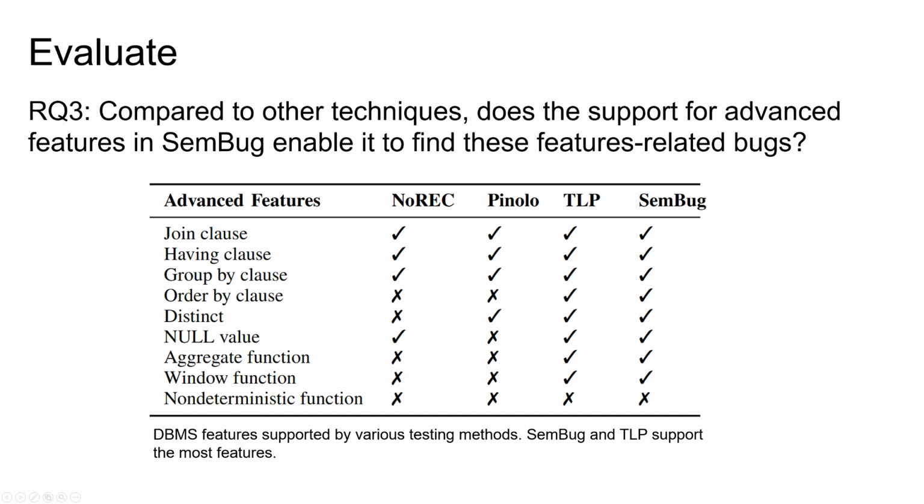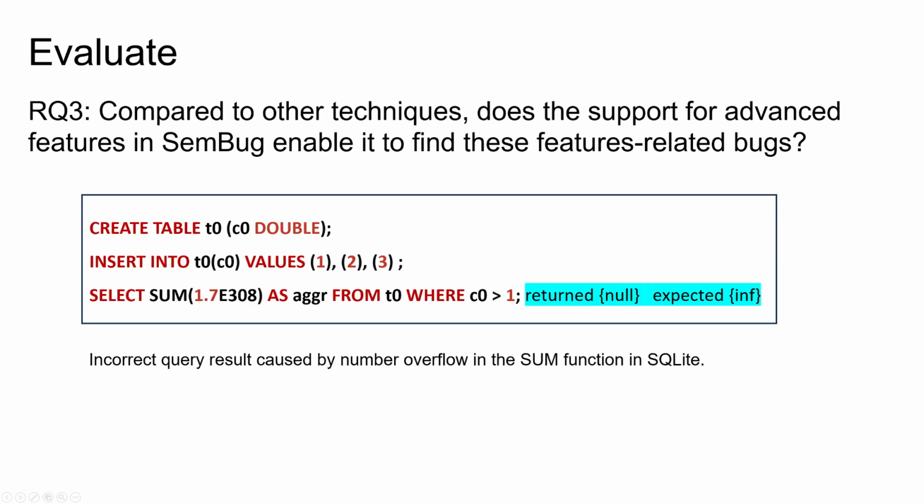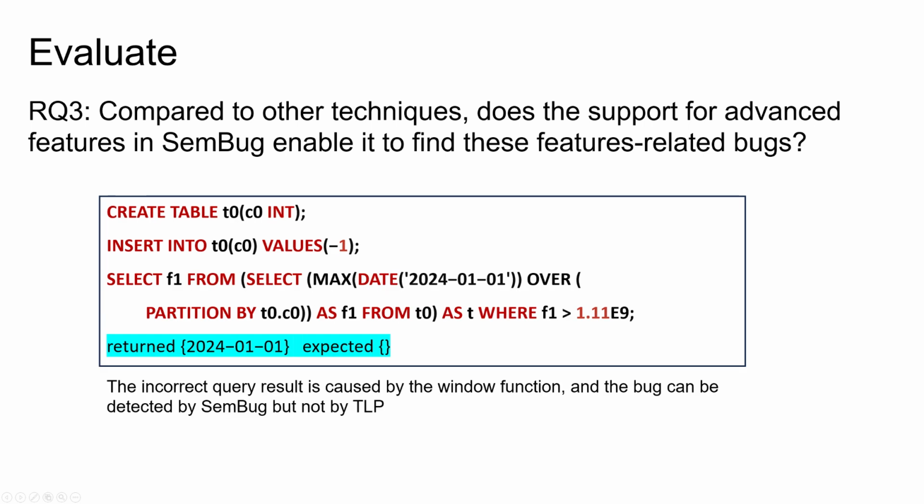We checked which features different tools support. This table shows Sambug supports many advanced features, like aggregate functions, sum, AVG, and window functions. Can Sambug find bugs in complex features? Yes. Here are a couple of examples we found. First, a bug in SQLite where the sum function gave the wrong answer because of a number overflow that happened during optimization. Second, a wrong result caused by a bug in a window function. Sambug found this bug, but another tool missed it. This shows our method is good at checking the meaning, even in complex situations.